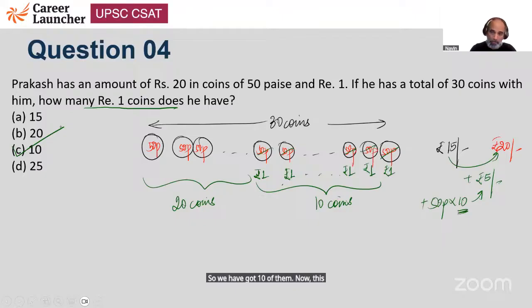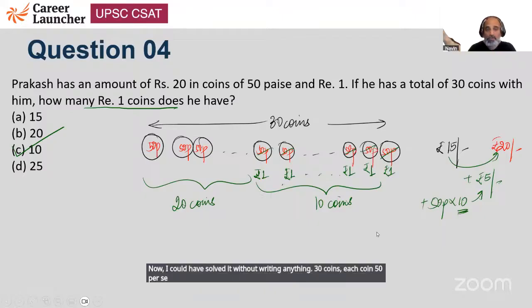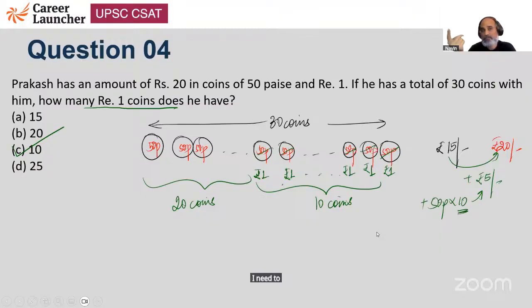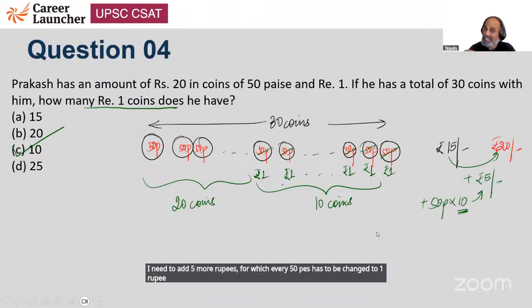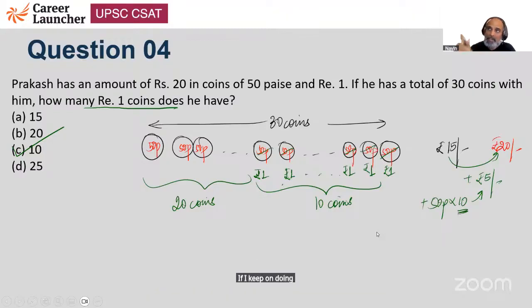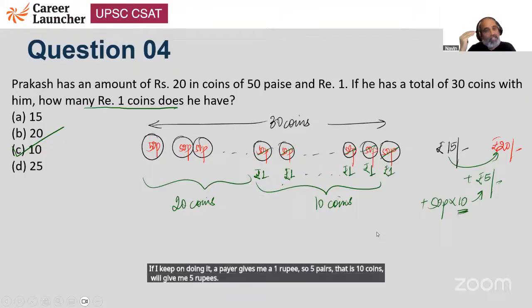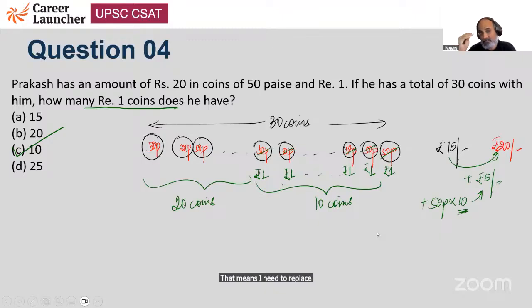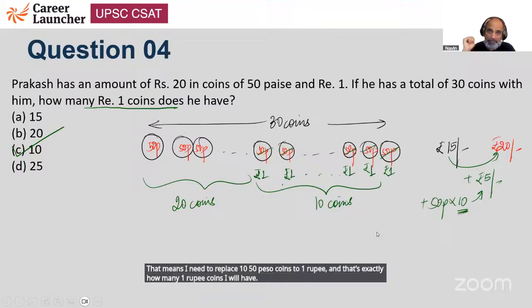Now, this was a visual representation as to what you're supposed to think. Now, I could have solved it without writing anything. 30 coins, each coin 50 paise, so that's 15 rupees. I need to add 5 more rupees for which every 50 paise has to be changed to 1 rupee, thereby increasing the overall amount by 50 paise. If I keep on doing it, a pair gives me 1 rupee, so 5 pairs, that is 10 coins, will give me 5 rupees. That means I need to replace 10 50 paise coins to 1 rupee, and that's exactly how many 1 rupee coins I will have. Right?